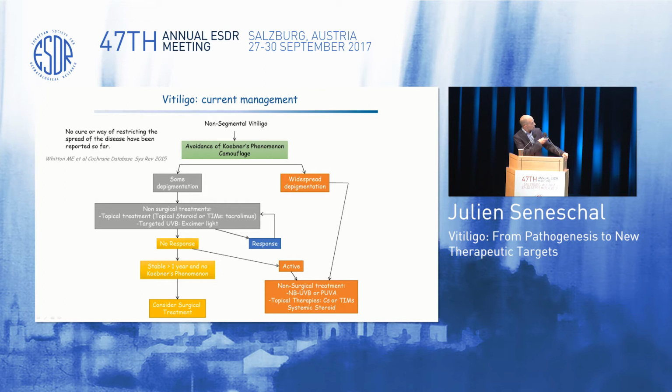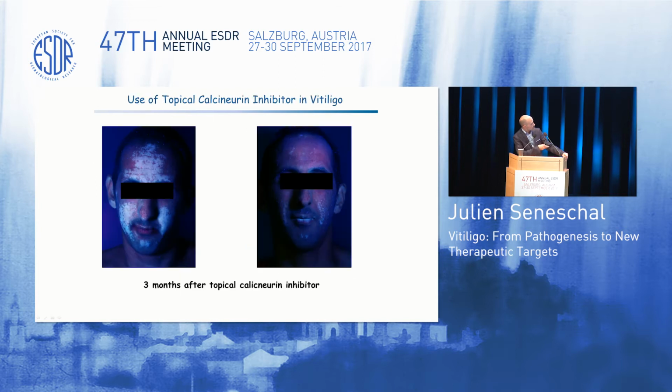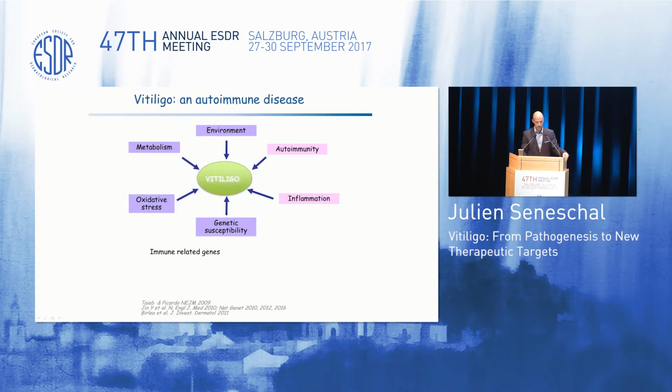We know that there are also intrinsic abnormalities of melanocytes, with a metabolic defect and increased oxidative stress. But there are also large studies showing that vitiligo is considered an autoimmune disease. Actually, there is a lot of work by Richard Spritz's group in Denver showing that genome-wide association studies have identified candidate genes related to the immune system.